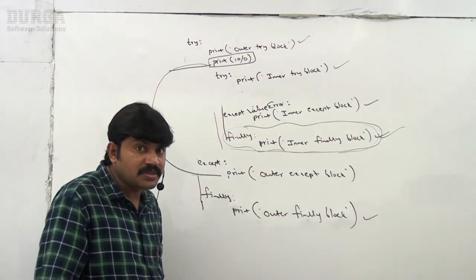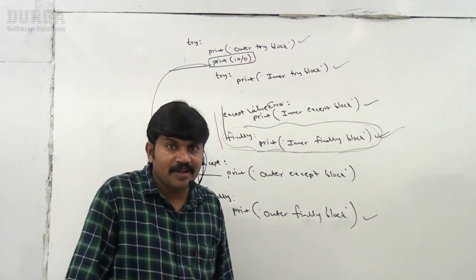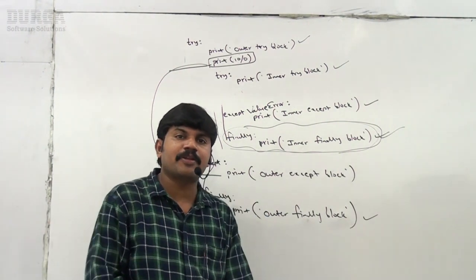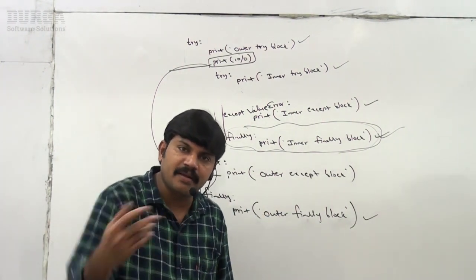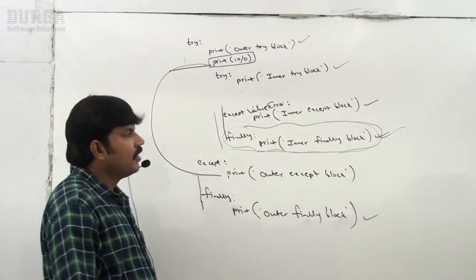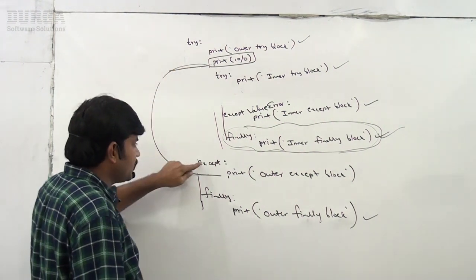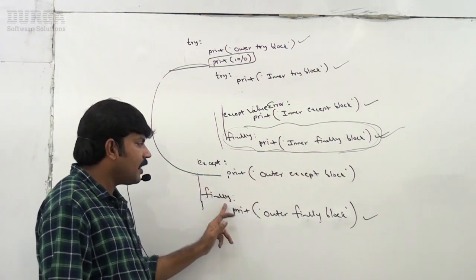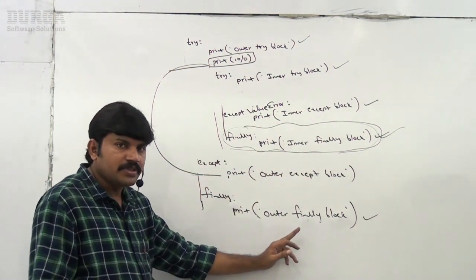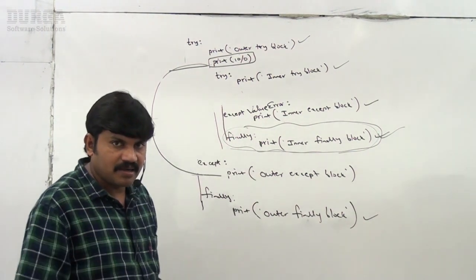Because in the last video somewhere I covered, boss, the finally block will always be executed, irrespective of whether the exception is raised or not raised, handled or not handled. Now will this inner finally be executed or not? So in the outer try block, the control will go to the corresponding except, this one, the outer except block, then the outer finally block. Now my question is, in this scenario, will the inner finally block be executed or not?